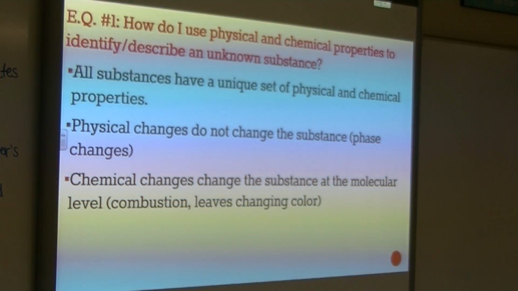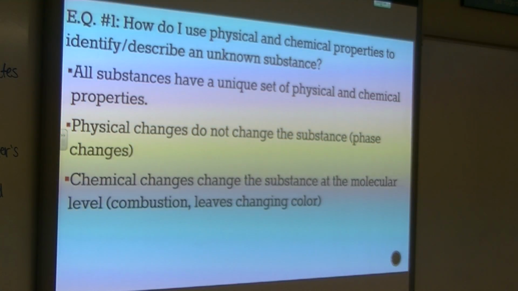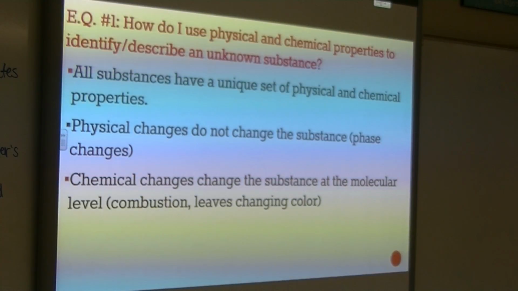Physical changes or physical properties do not change the substance. So phase changes, color, anything else that's physical, so length or shape. Chemical changes or chemical properties change the substance at a molecular level. So combustion, the leaves changing color is a chemical change or chemical property.